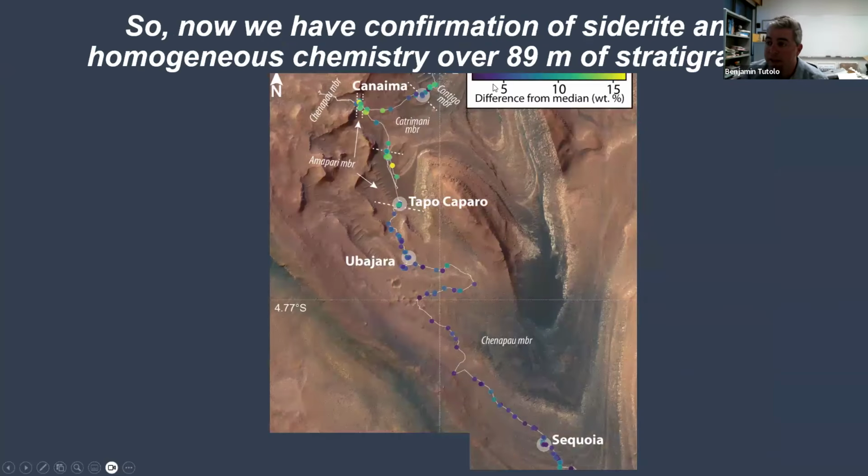And so this image that I've been showing the whole time, along the traverse, each one of these dots is a place where we stopped, used the ChemCam instrument to get chemistry, and then continued on the traverse. And what you can see is that this difference from median, so this is using the bulk chemistry of the sample and calculating how different each point is from the median.